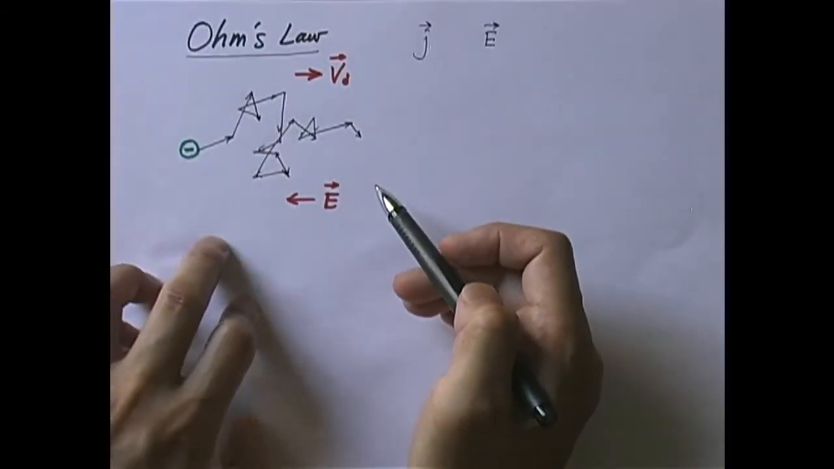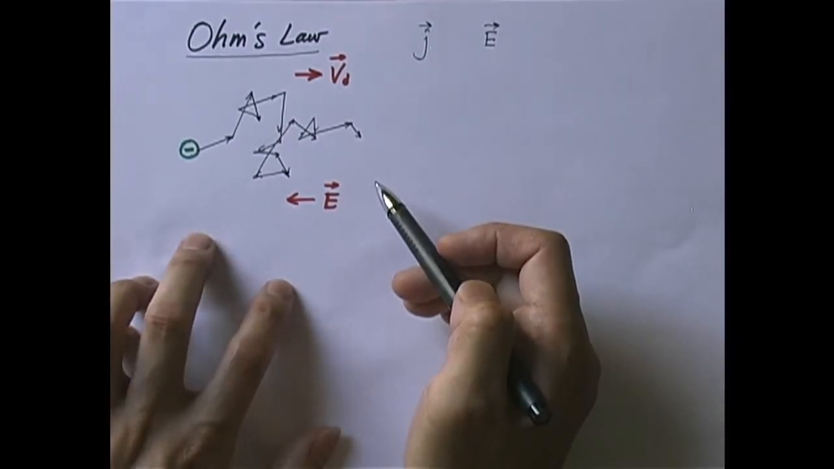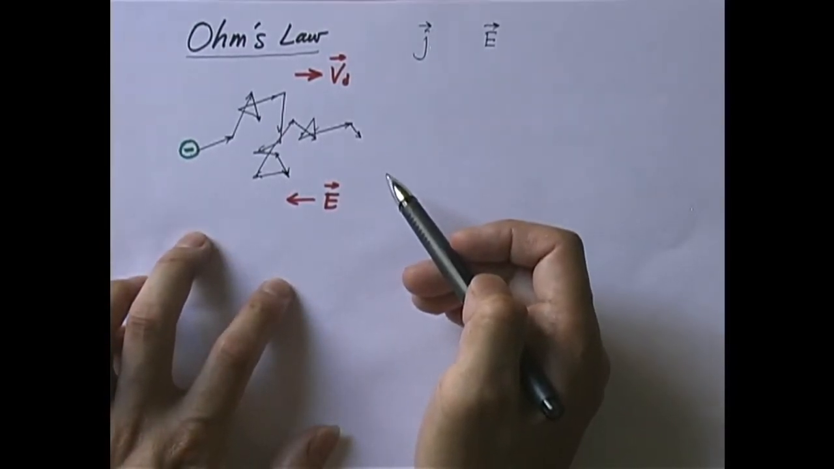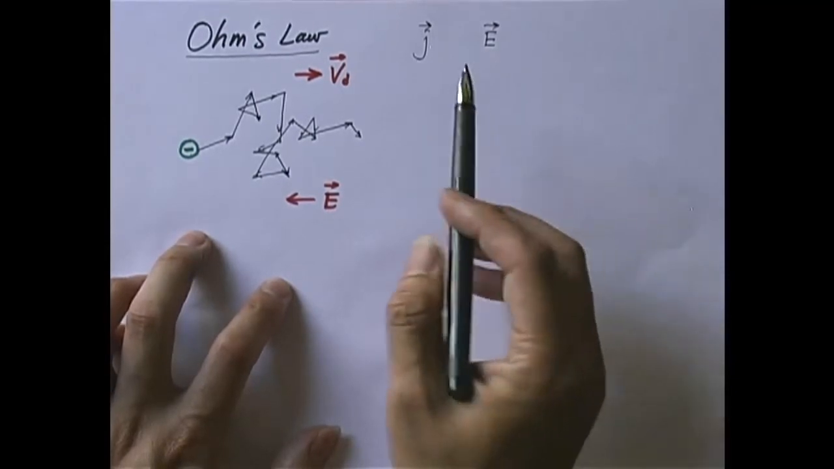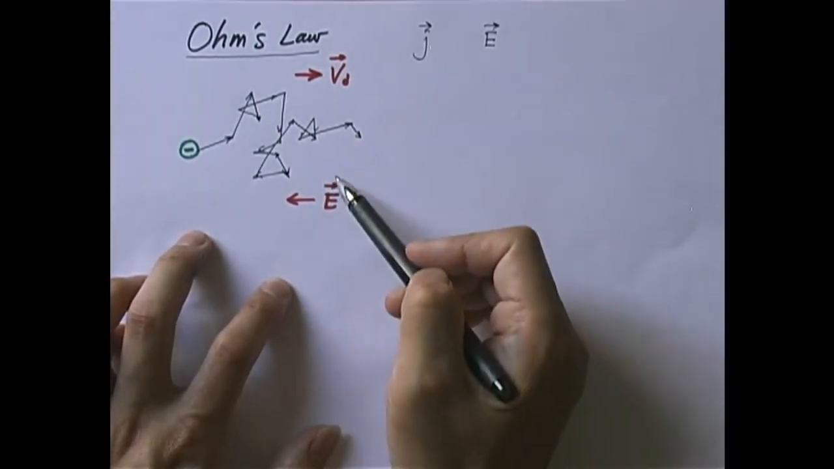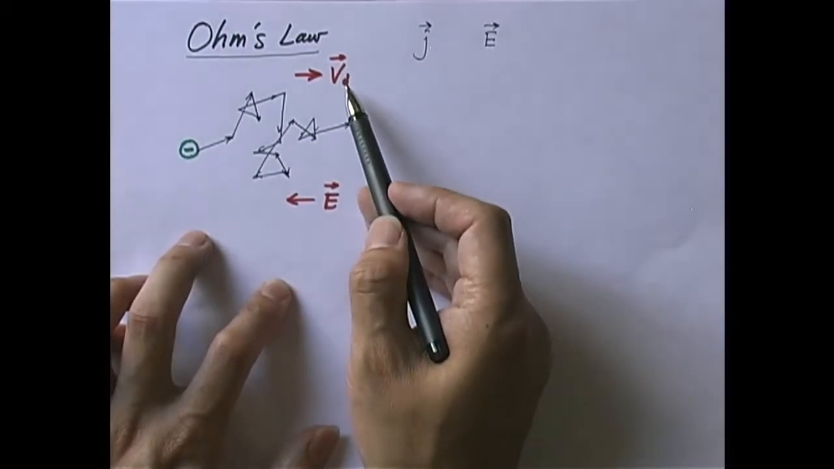And some electrons will suffer a collision immediately after the previous one, and therefore it will not have time to develop a large value of Vd. But anyhow, we need to know the average value, the mean value of Vd. That's what we're interested in.